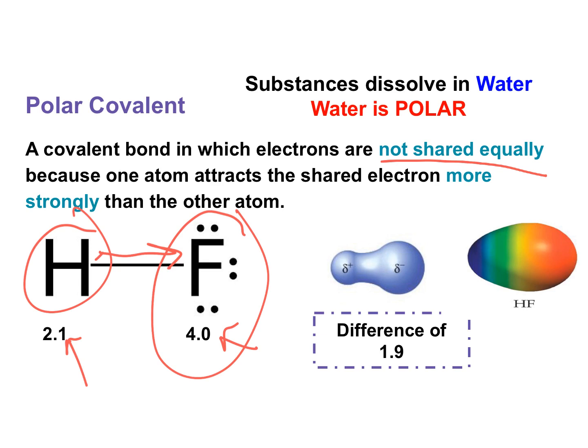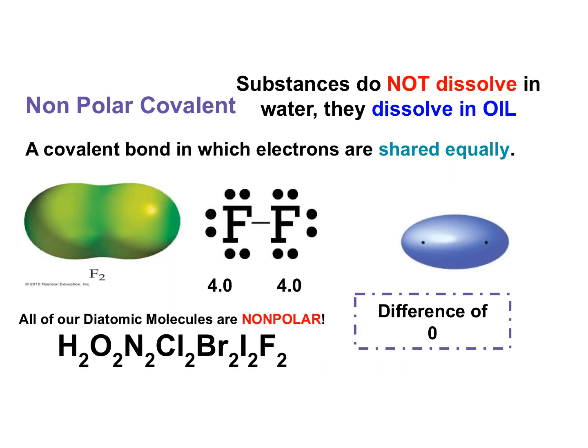Another thing to note is that water is polar. Water is not symmetrical because the oxygen hogs all the electrons there. Substances that dissolve in water are all polar. Nonpolar covalent bonds are the exact opposite. So nonpolar substances do not dissolve in water. They do dissolve in oil because oil is nonpolar.